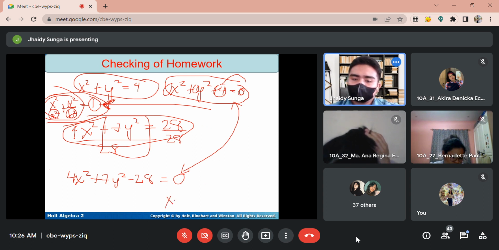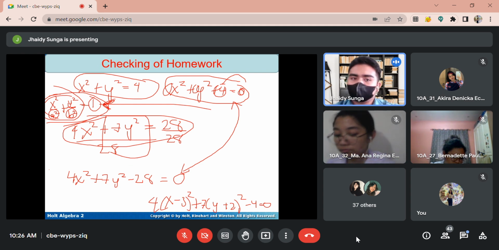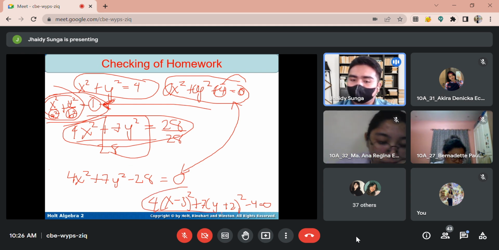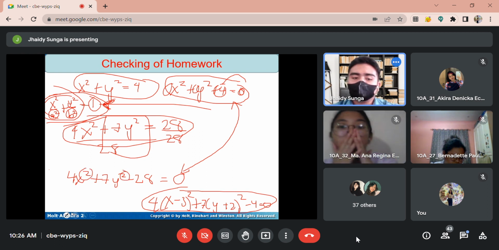it will just seem like, for example, x minus 3 squared plus y plus 2 squared minus 4 is equal to 0. This is still a circle, okay? Because they don't have any coefficients like 4 or 7, okay? As long as it doesn't have any coefficient, that is a circle. But if you have one already, that's the time that it will become an ellipse. Okay? Or if it has both squared, but what if it is a parabola?